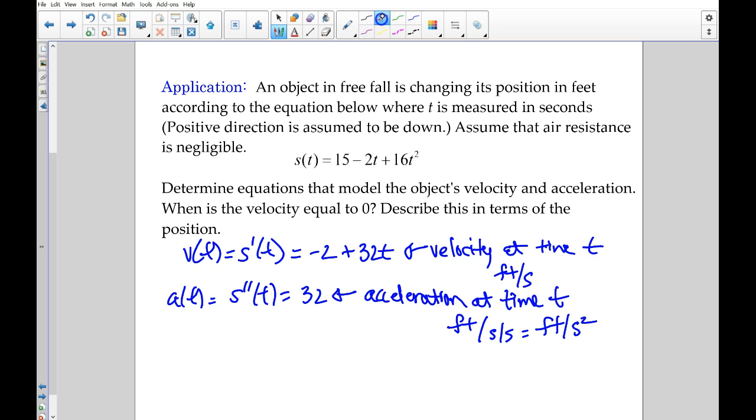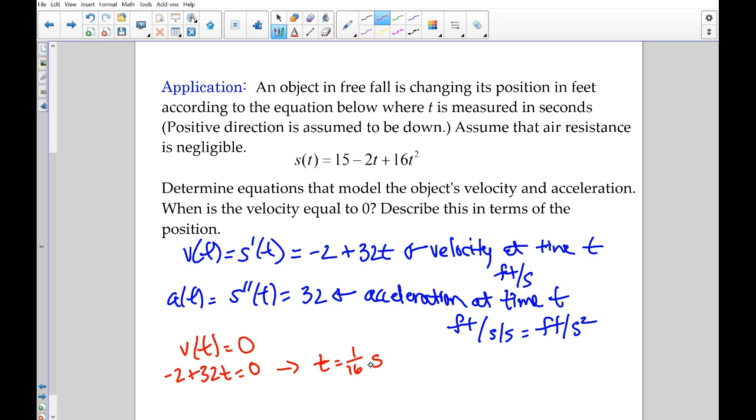Okay, now I answered the first two parts, but I read the question and I have another part to answer. So when is the velocity equal to 0? Set the velocity equal to 0. Minus 2 plus 32t is equal to 0. Solving that, I get t is equal to 1/16 of a second. Yep, 1/16 of a second. Simplifying and all that stuff.